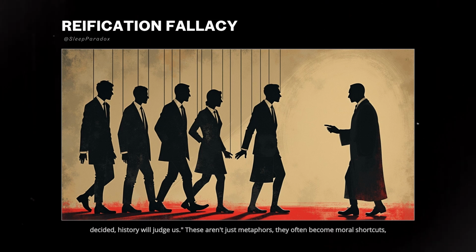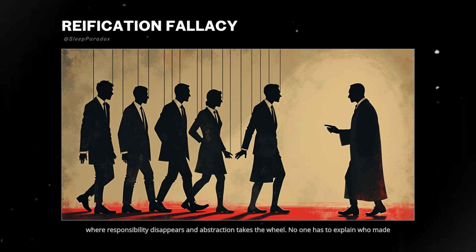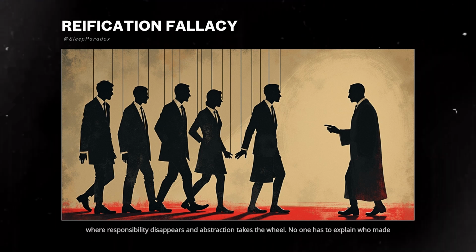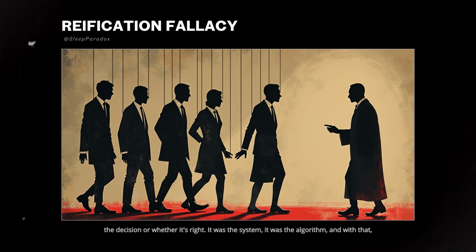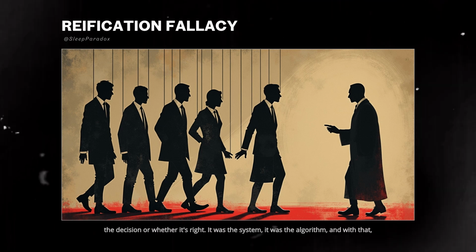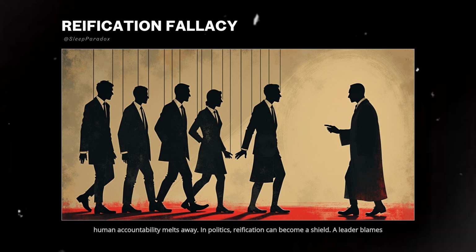They often become moral shortcuts, where responsibility disappears and abstraction takes the wheel. No one has to explain who made the decision, or whether it's right. It was the system. It was the algorithm. And with that, human accountability melts away.